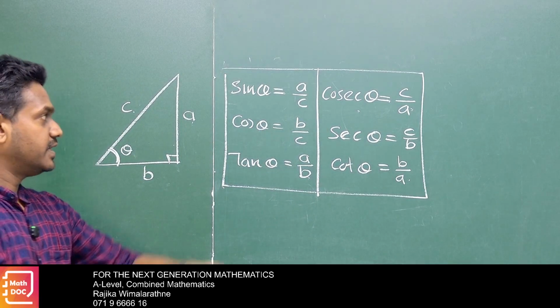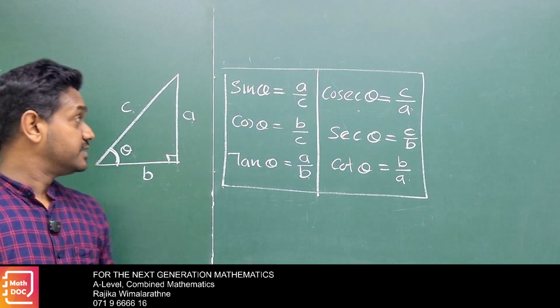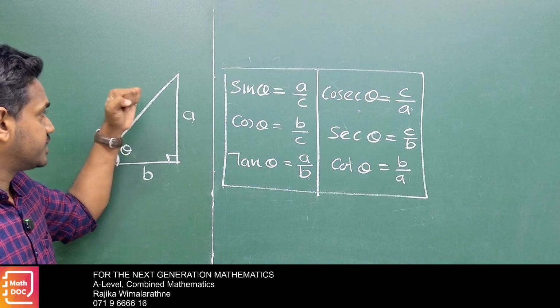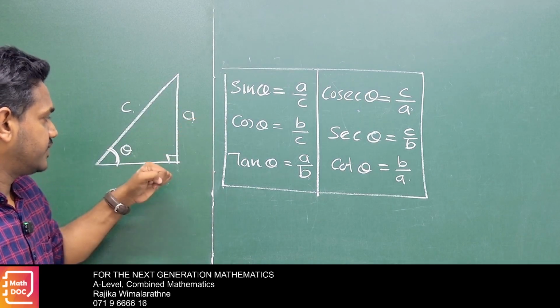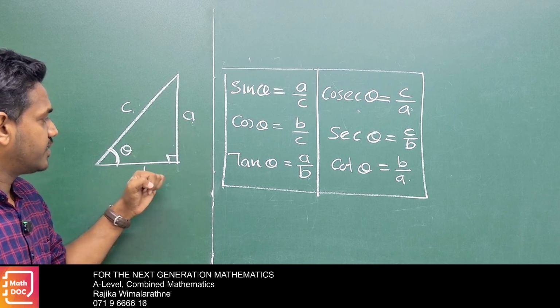Okay. Now you sketch this and write all. Sketch and write. Sin equals A over C, cosec equals C over A, cos equals B over C, sec equals C over B, tan equals A over B, then cot equals B over A.